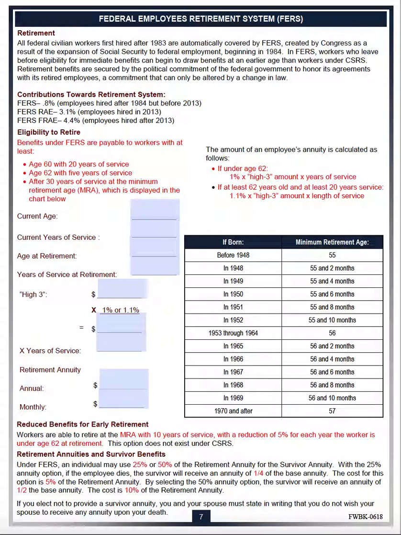Obviously, you get a monthly retirement income. The chart to the right talks about the minimum retirement age for those that have 30 years of service, which is based upon their birth year. You can find that in the chart. Below there it talks about reduced benefits. So there's an option for early retirement for those that hit their minimum retirement age with 10 years of service. And also talking about the survivor benefits in the bottom section.